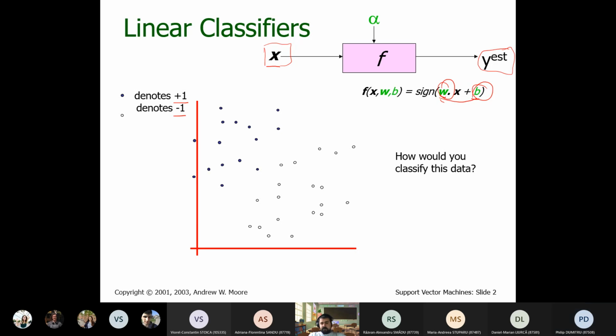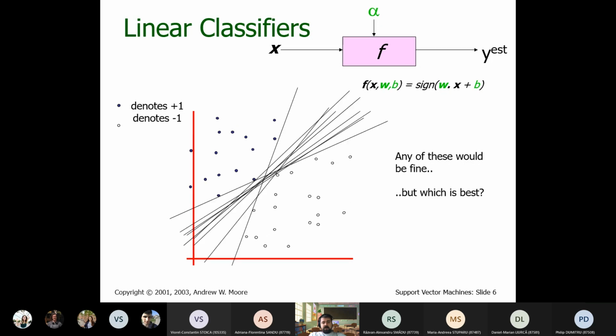And now we have multiple options. So we might have a linear classifier like this, or another one like this, or another one like this. So basically we have a lot of such classifiers. And the question is, which one of these is the best classifier? What do you think?